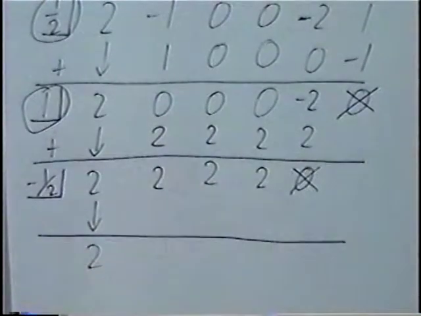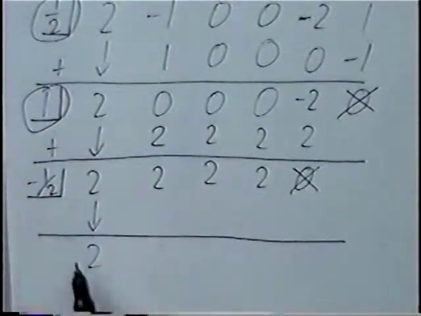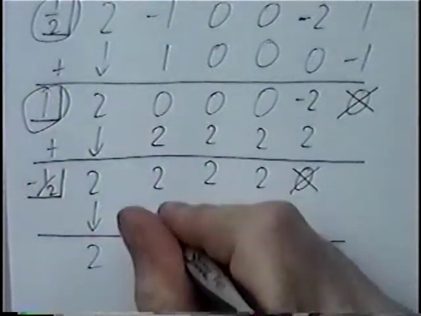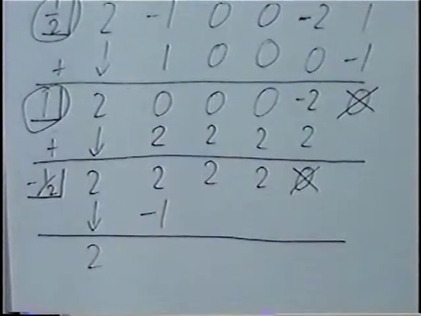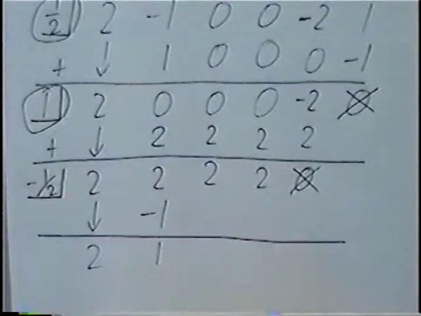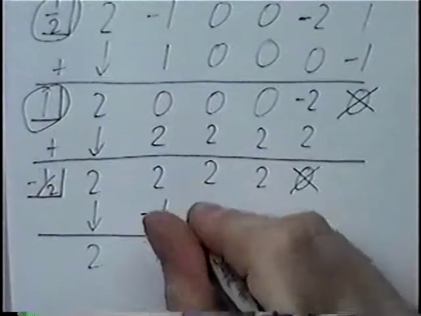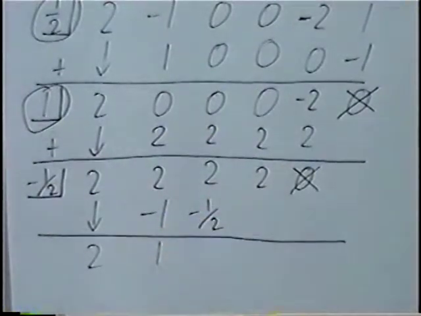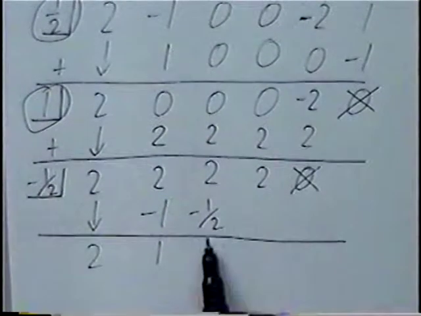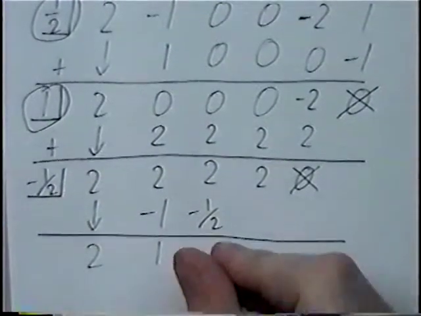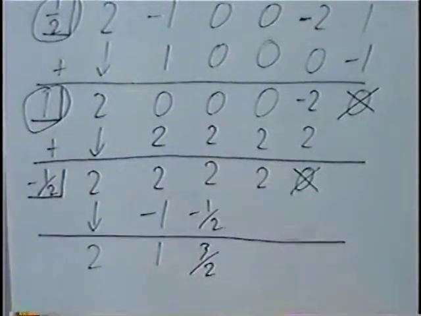Dropping the first number down, we'll have 2. Each number will multiply by negative 1/2 this time. Negative 1/2 times 2 would be negative 1. 2 plus a negative 1 would be 1. Negative 1/2 times 1 would be negative 1/2. 2 plus a negative 1/2 would be 1 and 1/2, or you can write it as 3 halves.